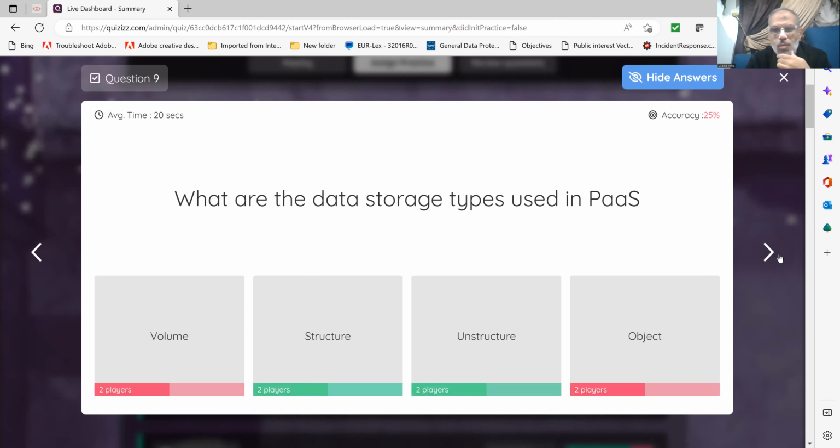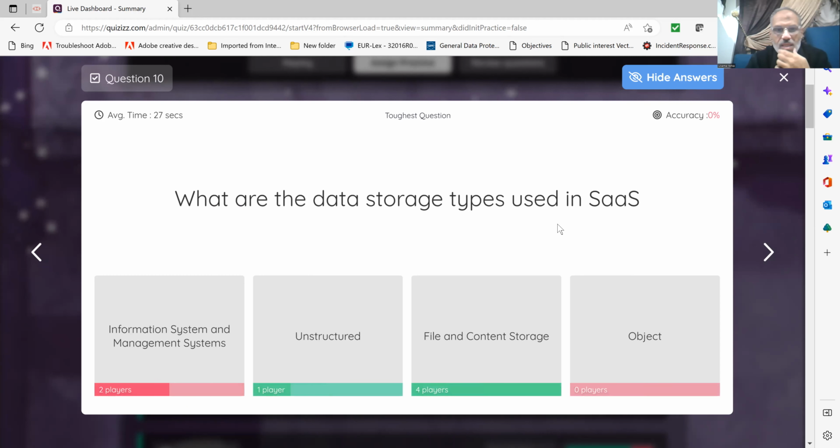In BAS, we have structured and unstructured. You have to memorize it. In SAS, it's information systems management and file and content storage.